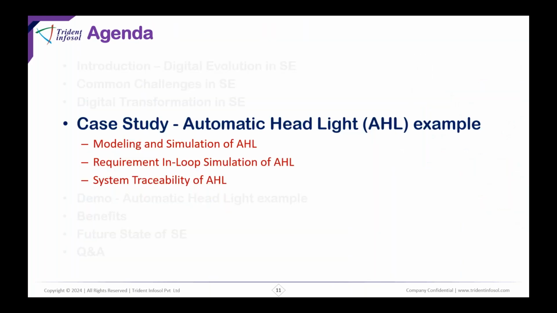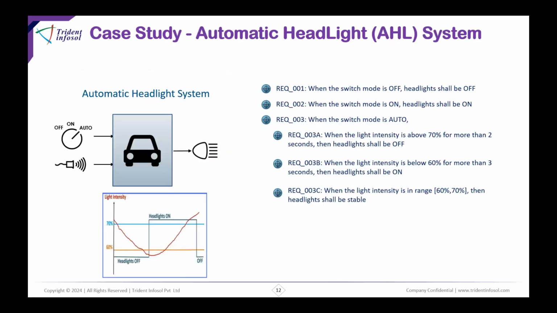So next, we'll move on to the case study of the automatic headlight system example. In systems engineering practices, we have a lot of tools, but today we are narrowing down to modeling and simulation using SysML, requirements-in-the-loop simulation using a real simulation tool, then system traceability using requirement tracing. Now let's move on to the case study, where we try to understand how we can make use of the SysML language and diagrams, the capability of modeling, simulation, and system traceability.